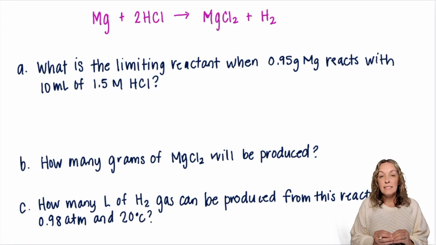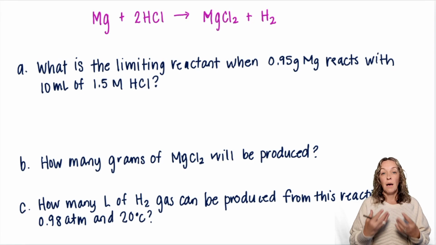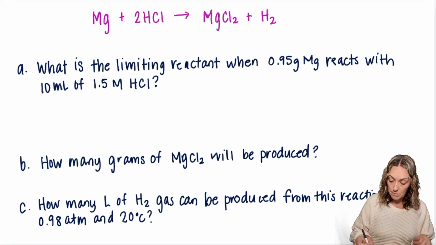This time I have magnesium reacting with hydrochloric acid to produce MgCl2 and H2. I want to know what is the limiting reactant when 0.95 grams of Mg reacts with 10 milliliters of 1.5 molar HCl. I'm going to start this problem the same way I've started every problem so far, and I'm going to identify what substance the numbers belong to.